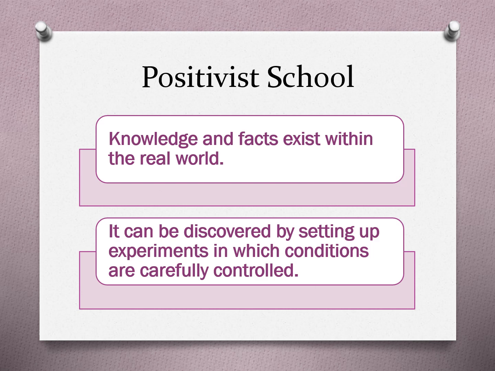as we all know, is a positivist school, which could be defined as knowledge and facts existing within the real world. It can be discovered by setting up experiments in which conditions are carefully controlled. The field of educational psychology involves the study of memory, conceptual processes, and individual differences via cognitive psychology. Educational psychology has been built upon theories of operant conditioning.